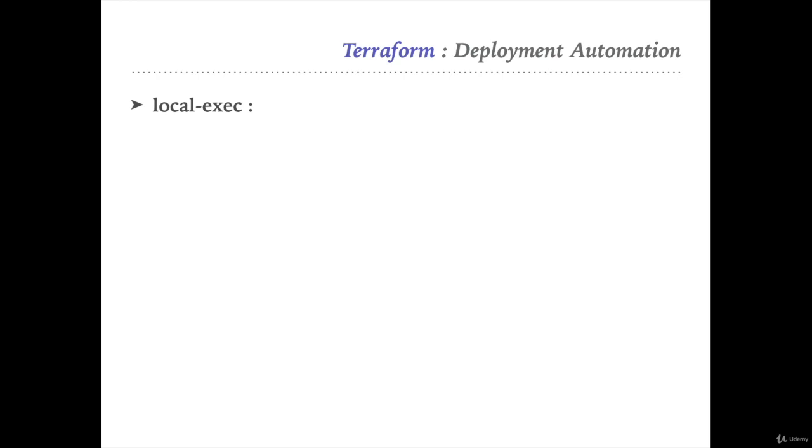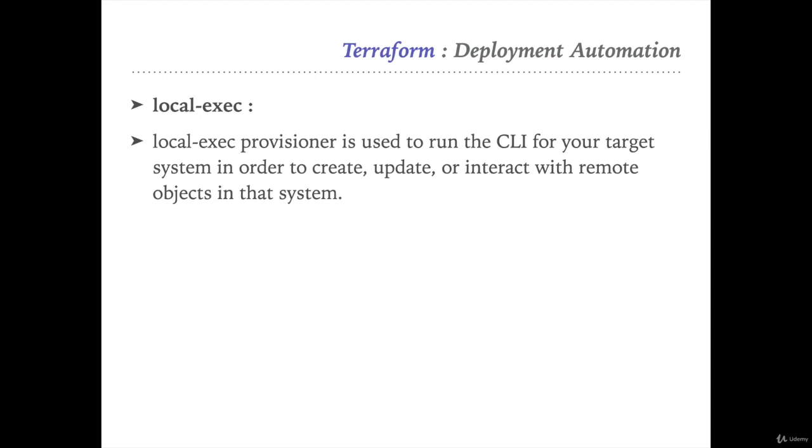Now let's discuss about the local exec, right? Local exec and the remote exec are also provisioners. We need to understand when we can use the local exec and when we can use the remote exec. So local exec provisioner is used to run the CLI for your target system in order to create, update or interact with the remote object in the system. It means we can use the local exec provisioner whenever we want to execute some command line for the target system which will interact with the remote object.